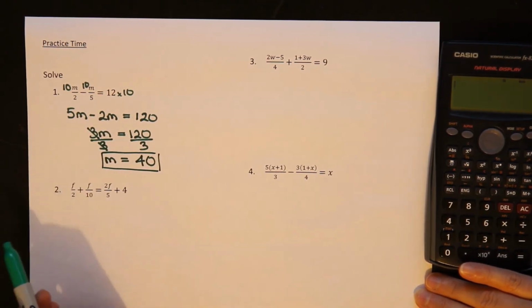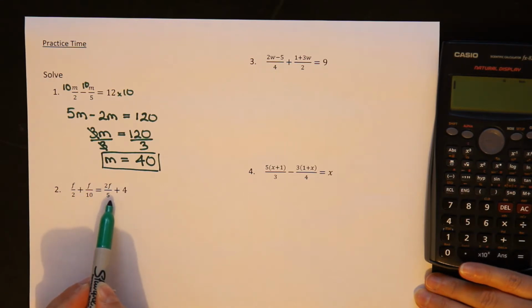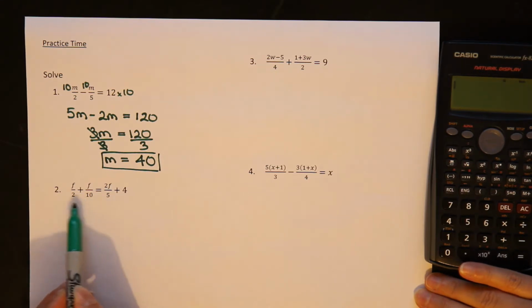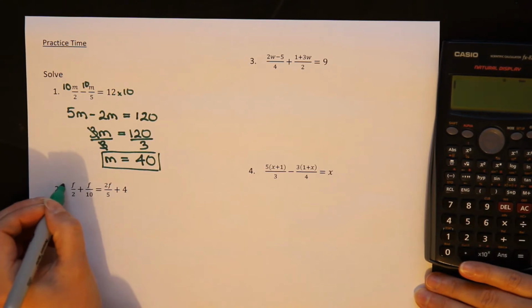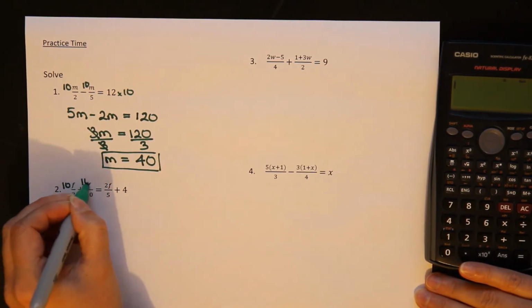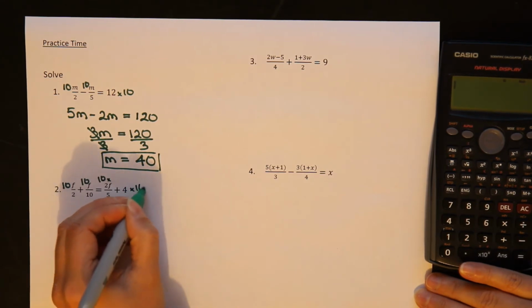Okay, question 2. I have 3 fractions here, with denominators 2, 10 and 5. 5 is a factor of 10 and 2 is also a factor of 10. So 10 is the number that I need to multiply by. So let's multiply this by 10, this by 10, this by 10 and this by 10.